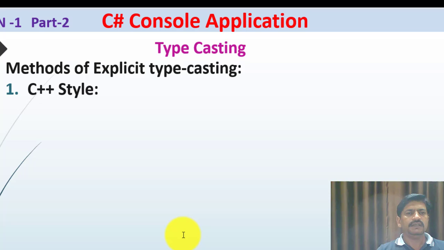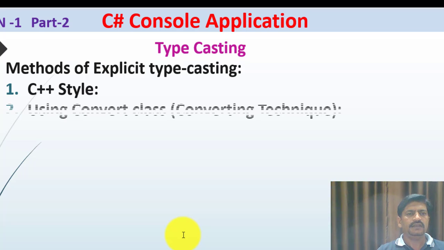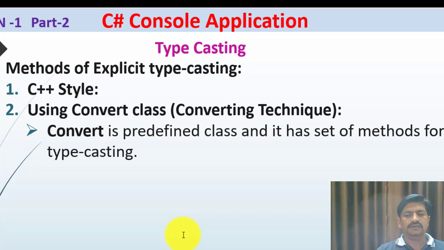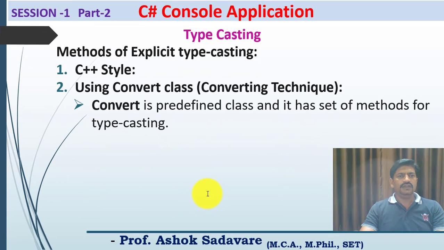So see the methods of explicit typecasting. The first one is C++ style. The second one is using the Convert class. In .NET, the Convert class is provided in the foundation class library. Using this class, you can convert one type to another type, that is, typecasting. And the third one is parsing.